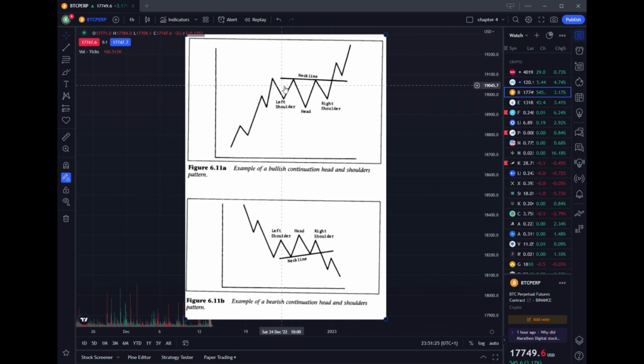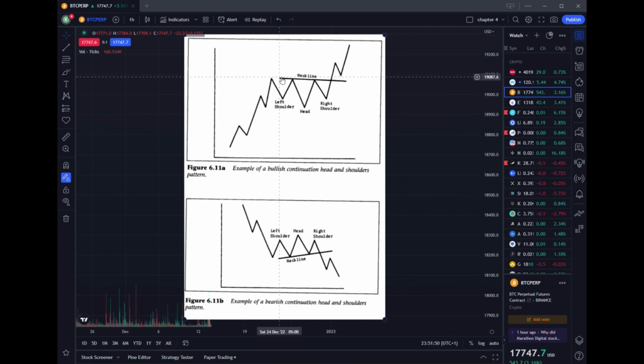Which is a flat head and shoulders, basically meaning the neckline is kind of flat, which it is not on a normal head and shoulders. And as we can see here, it follows the neckline and does have a higher head in both situations. This is also a continuation pattern. I think it's good to recognize. And yeah, that's pretty much it for the figures.